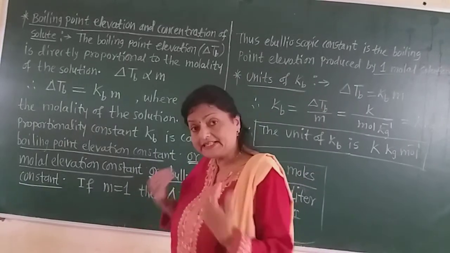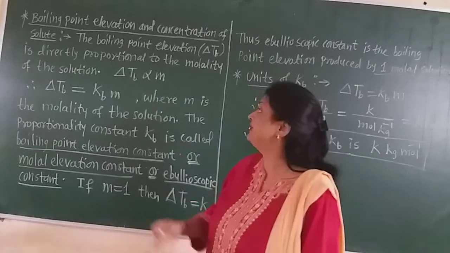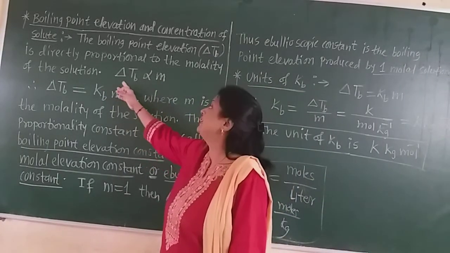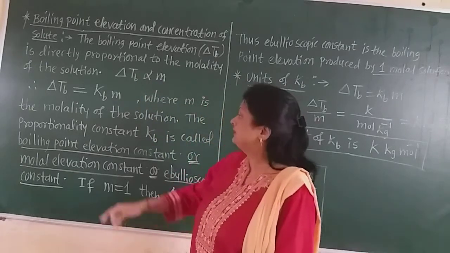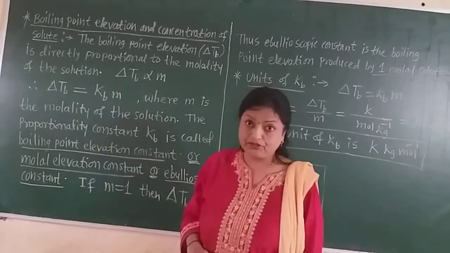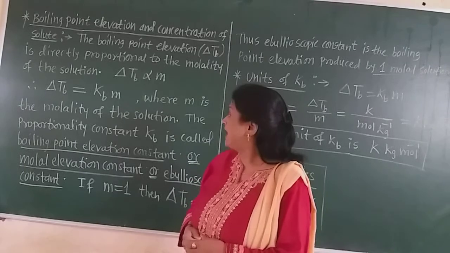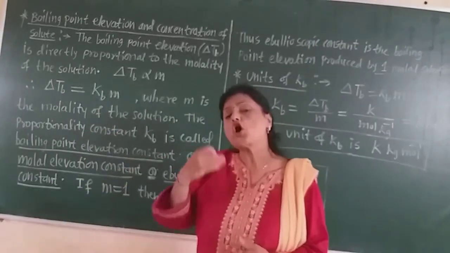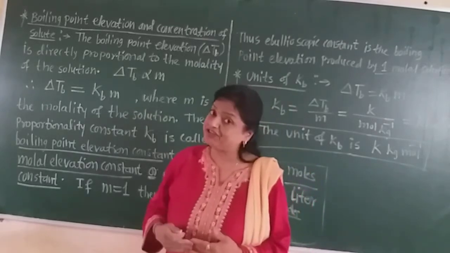So what is the main point? The boiling point elevation delta TB is directly proportional to the molality of the solution. So delta TB is directly proportional to molality. So delta TB is equal to Kb into molality. Now this Kb is the proportionality constant and it is also called the molar elevation constant or ebullioscopic constant or boiling point elevation constant.